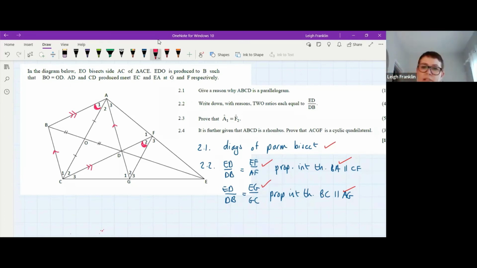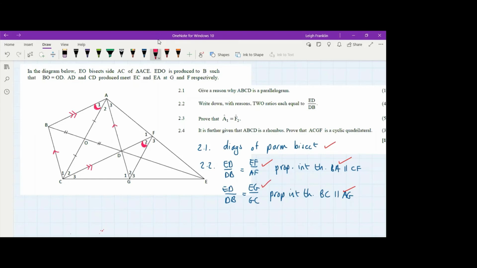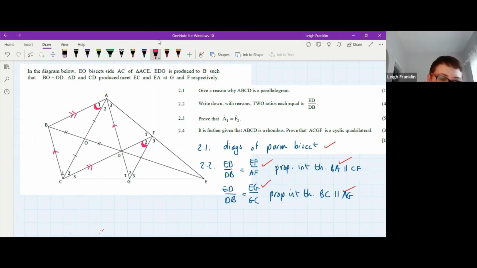So when they ask us to prove that 2 angles are equal to one another, what usually happens is that there is another angle that they are both equal to, right? And we need to find what that angle is. So we need to try and create some kind of connection here between angle A1 and angle F2. So let's start with A1, all right? What is A1 equal to? C2. Okay, it's equal to C2.